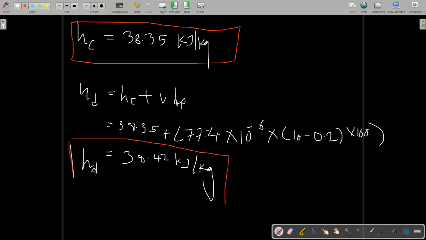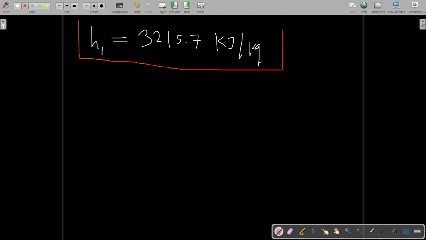So till now we have the enthalpy at four points. Next we will solve for the water cycle, with water as the working fluid. H1, that means the entry point of the turbine, or you can say the exit point of the boiler, is given as 3215.7 kilojoule per kg of water. Just box it in red.